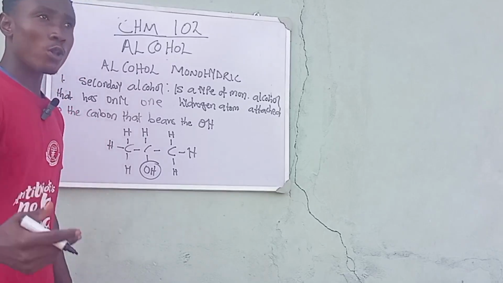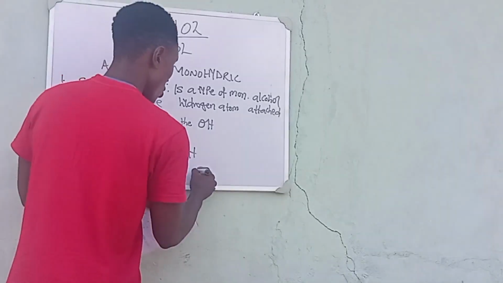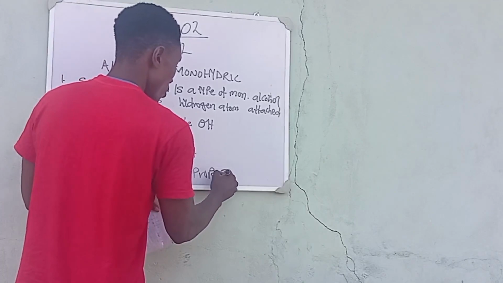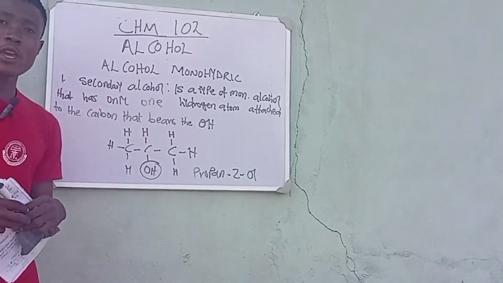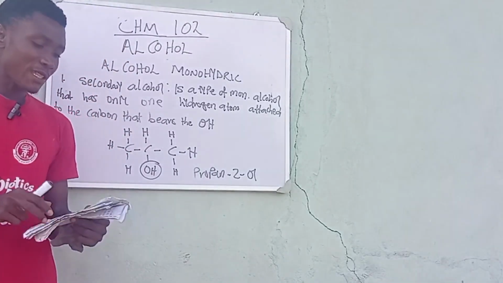So the name of this compound is going to be propan-2-ol. So what we have here is propan-2-ol. That is basically what we are having here. So let's move on to the tertiary alcohol.